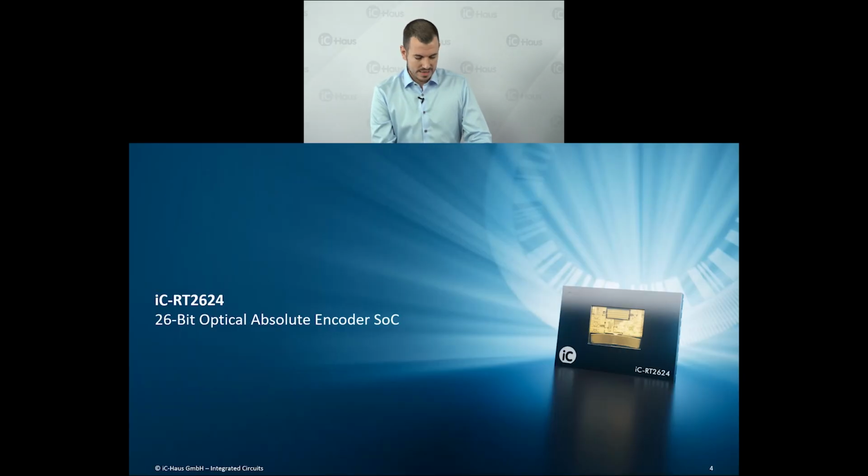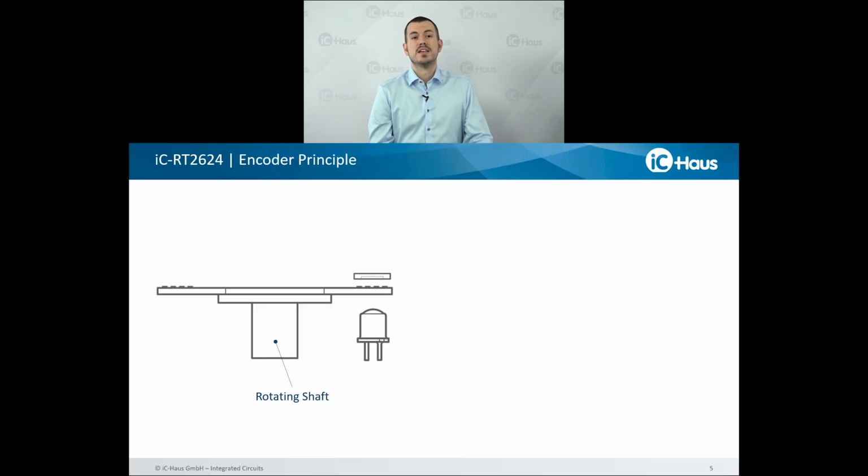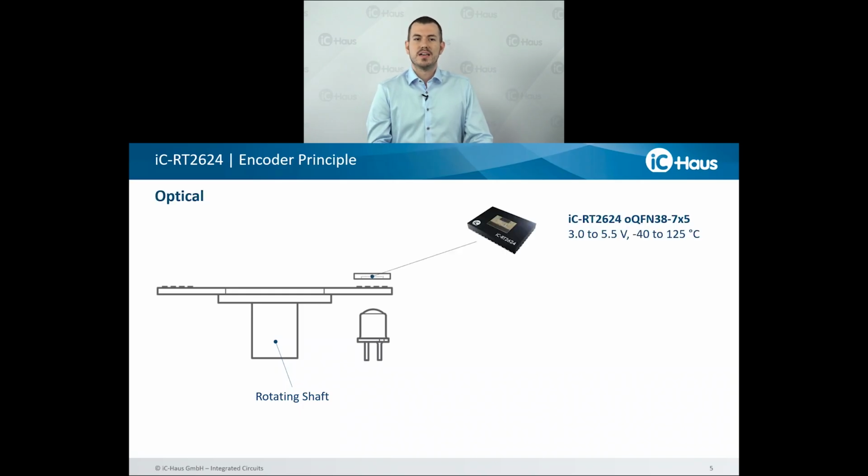Without further ado, let's dive into the application and what you can build with this new device. So the encoder principle of the iC-RT2624, well, obviously it's an optical device, so it does contain a sensor window with some photosensitive areas. It comes in a 7x5mm QFN package, operational conditions 3 to 5.5 volts, minus 40 to 125 degrees C.